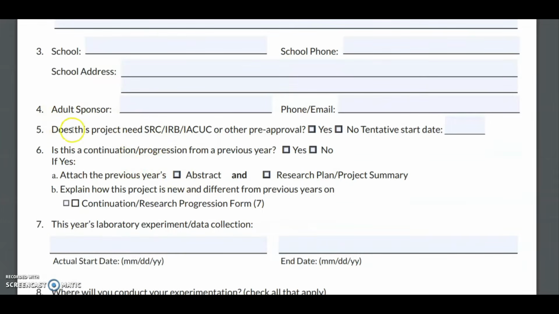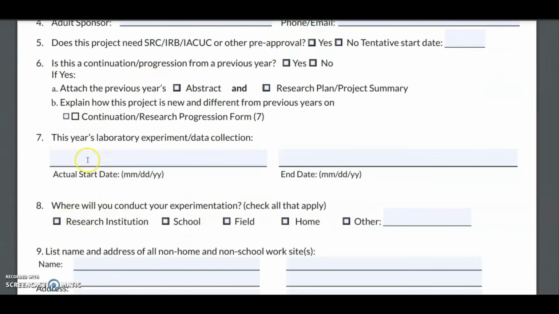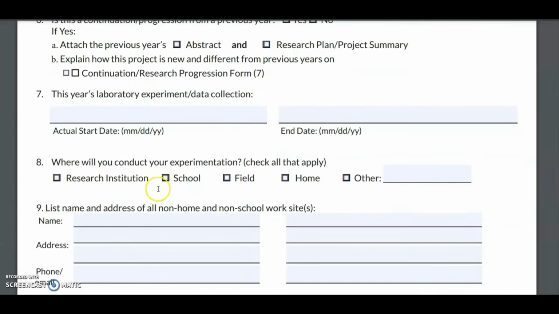And then you have to check, does this project need SRC, IRB, IACUC, or other pre-approval? So if yes, kindly put a check in this part. And then there is also a question here if there is a continuation progression of a previous year. So if your project is new, no need to answer this, or you can just check no. But if it is yes, if it is just a continuation of another project from the previous year, you can check yes. And here is also the actual start date. You have to write the date when you started your project. And of course, you have to write the end date of your research study.